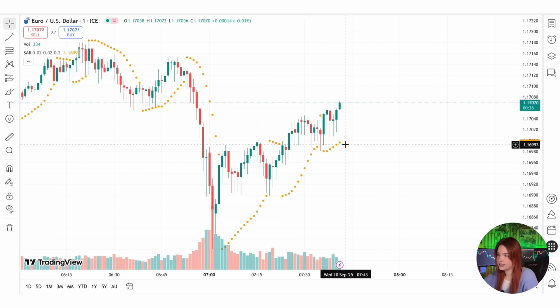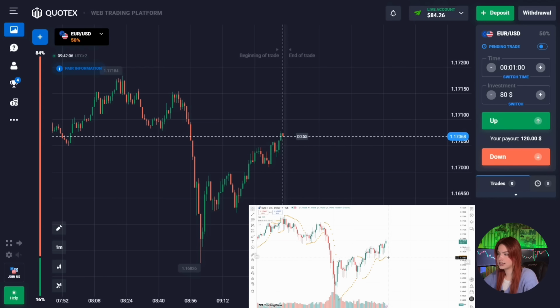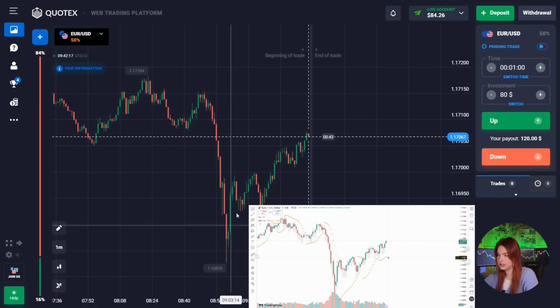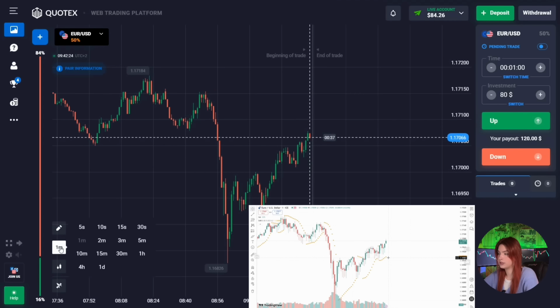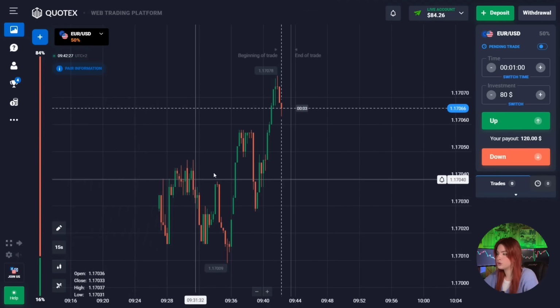So, my dear traders, let's move on to the Quotex platform. So, as you can see, guys, here's exactly the same chart on the same currency pair, Euro USD. Now we have a 1 minute time frame enabled, that is 1 candle equals 1 minute. And with the same time frame, the charts on the Quotex platform and on the TradingView website should be absolutely the same.